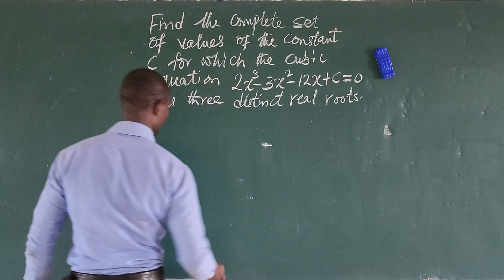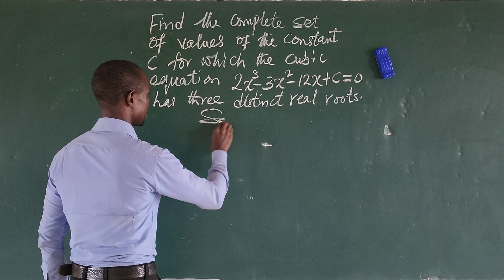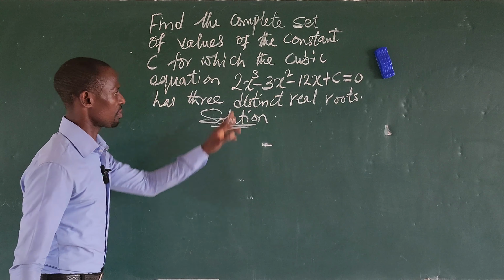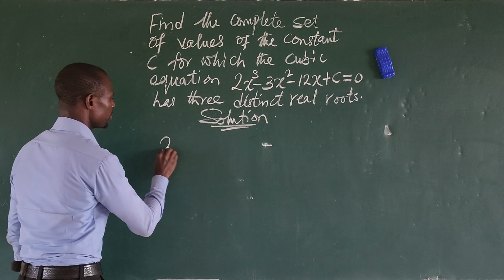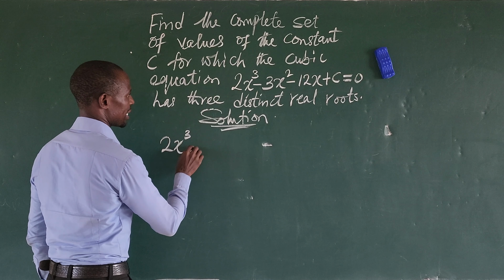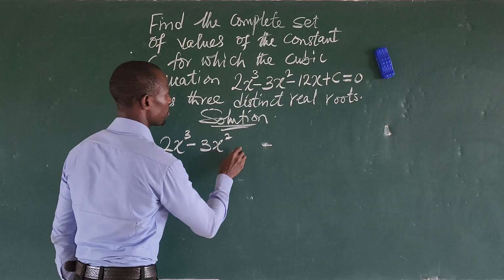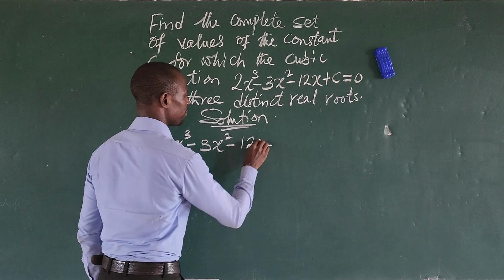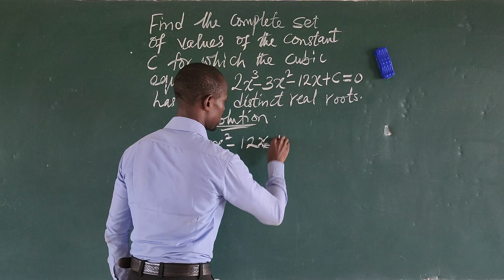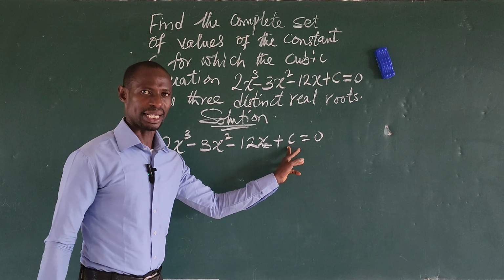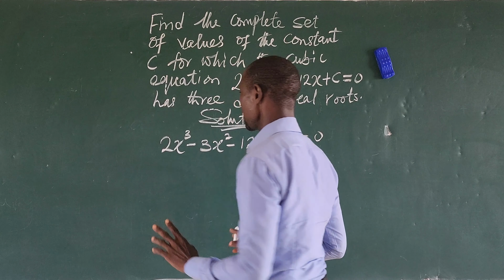All right, so the first thing we do here is to take a selection. Look at our question here. We have 2x^3 minus 3x^2 minus 12x plus our constant c is equal to 0. Now, this is a constant c. So what we do here now is easy.